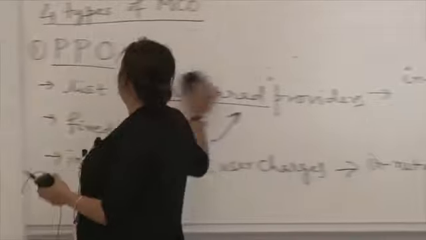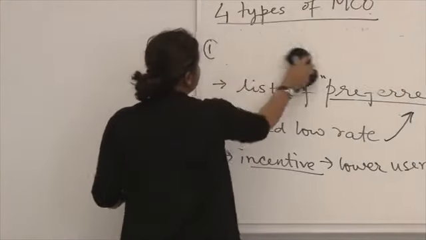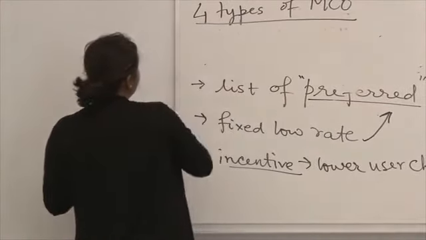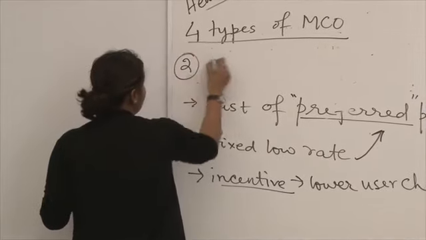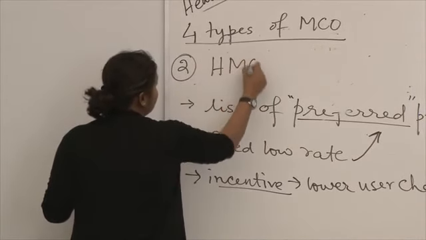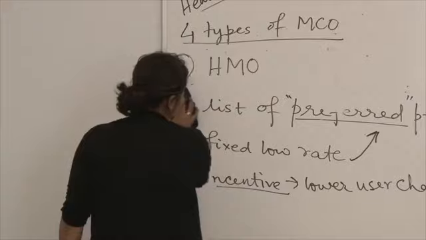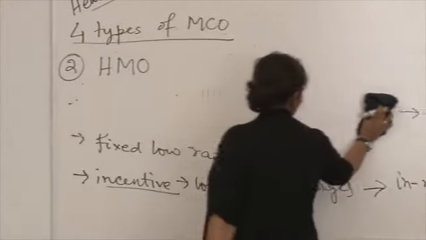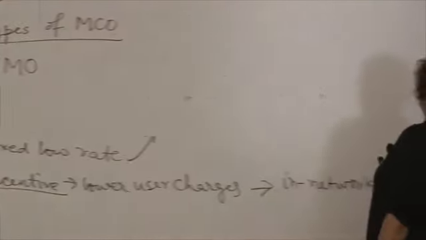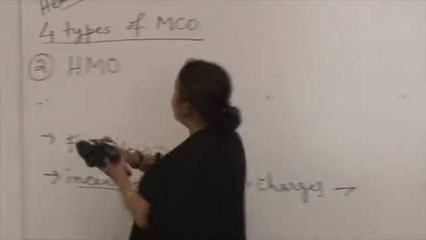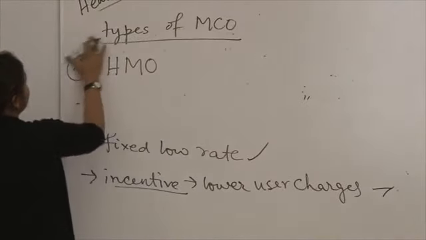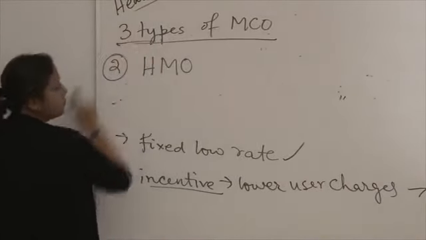The second type of MCO is the HMO, the Health Maintenance Organization. Oh, did I say 4 types? This will be 3 types, sorry. 3 types. Please correct that.